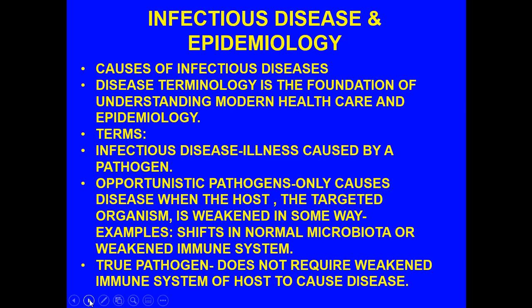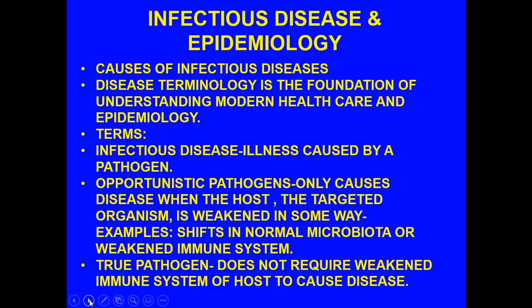So when you talk about terms, let's go through this. Infectious disease is an illness caused by a pathogen. Opportunistic pathogens only cause disease when the host, the targeted organism, is weakened in some way. For example, it could have shifts in normal microbiota or a weakened immune system.